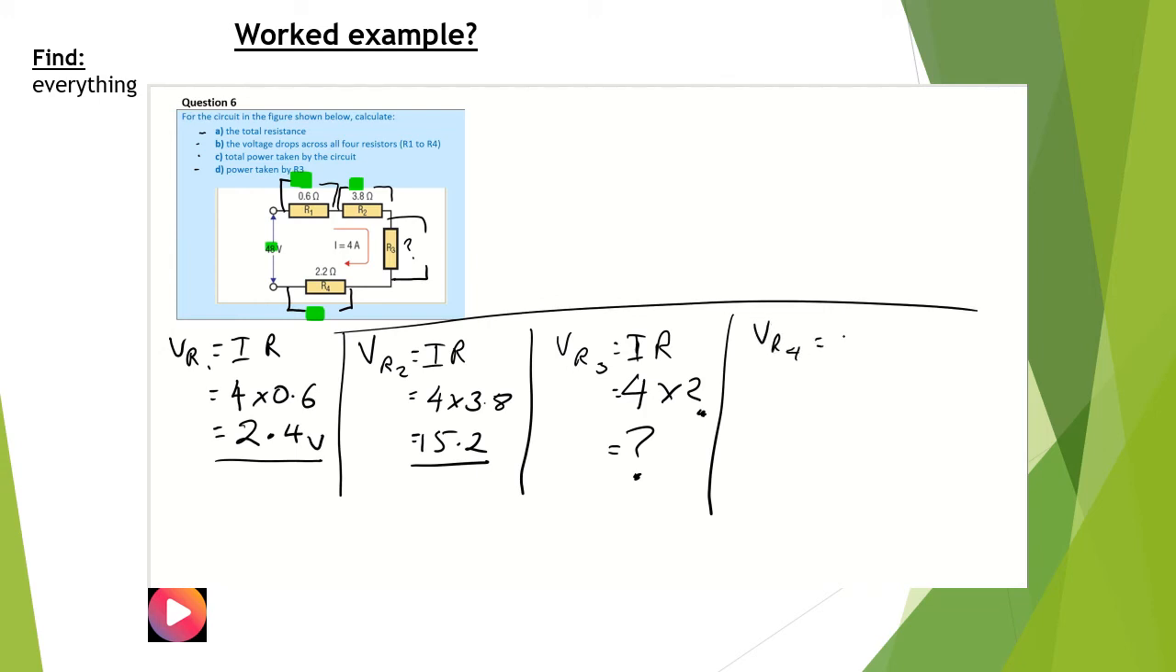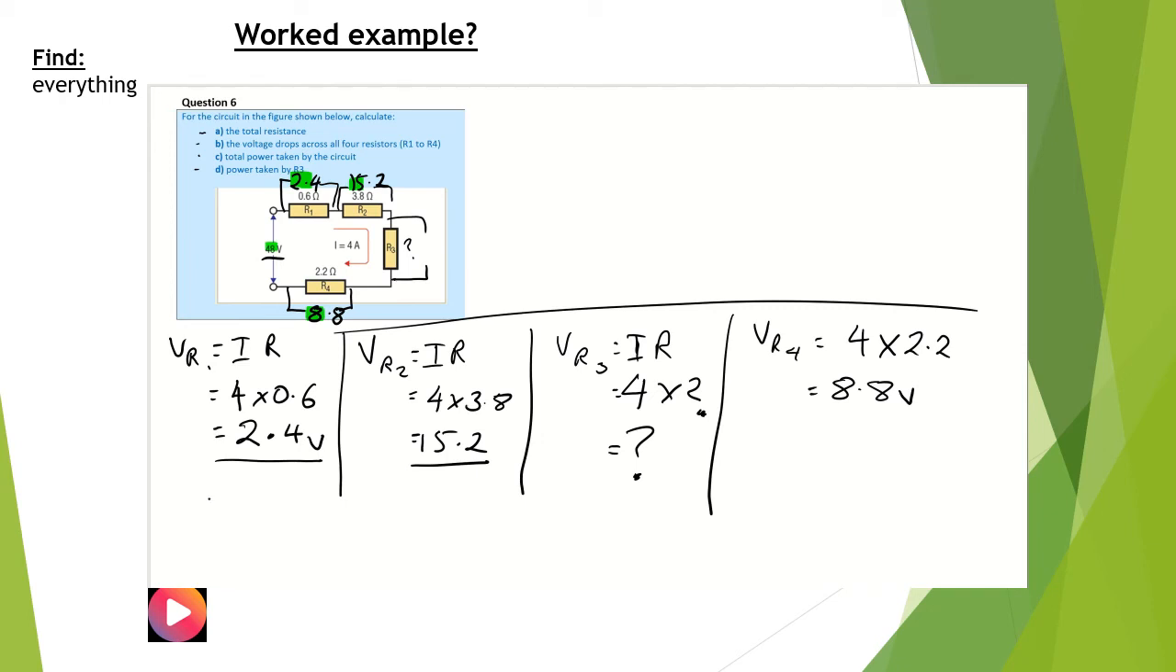VR4, 4 times 2.2 is 8.8 volts. Okay, so 8.8, 15.2, 2.4 equals 48.